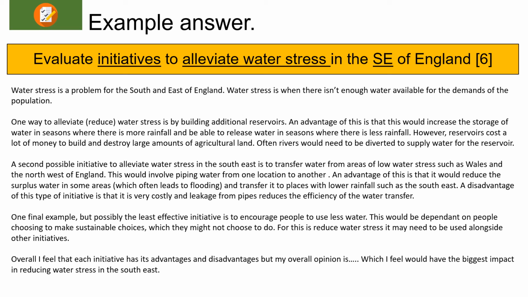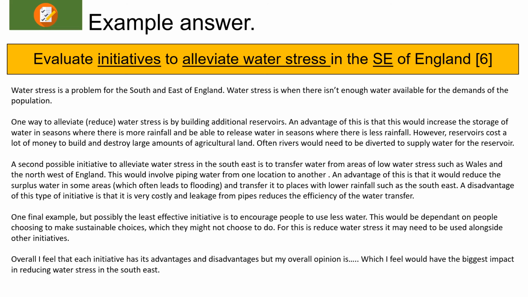A second possible initiative to alleviate water stress in the southeast is to transfer water from areas of low water stress such as Wales and the northwest of England. This would involve piping water from one location to another. An advantage of this would be that it would reduce the surplus water in some areas, which often leads to flooding, and transfer it to places with lower rainfall, such as the southeast. A disadvantage of this type of initiative is that it would be very costly and leakage from the pipes reduces the efficiency of the water transfer.